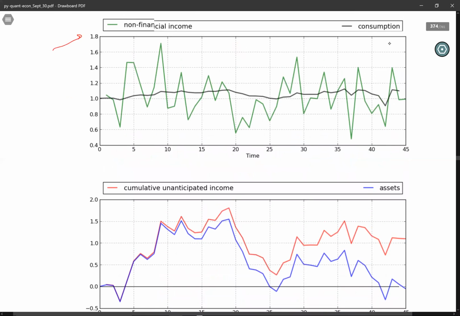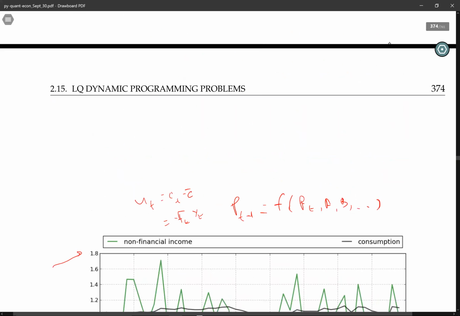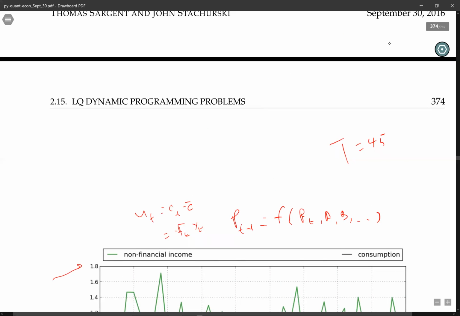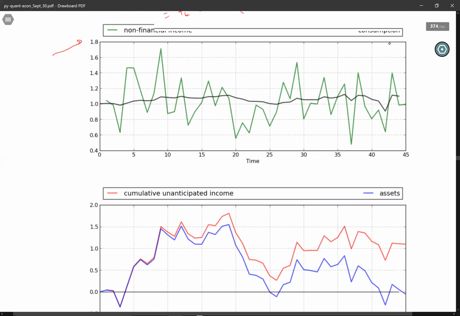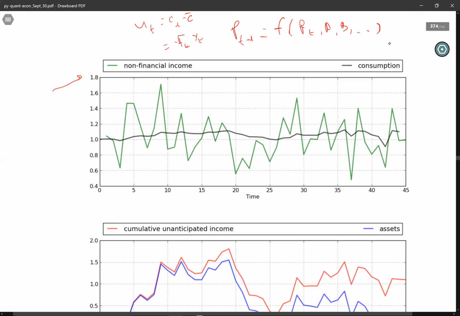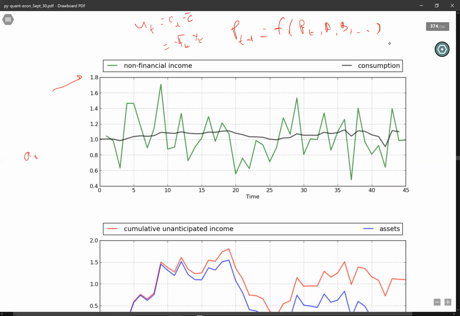Actually, we set this up so that this person is going to, capital T is equal to 45. Set this up like this. So the green line here is his non-financial income. It's fluctuating all over the place. And we set its mean to be 1. So you see its mean is 1. And we started him off with 0 assets, I believe. You can check that.